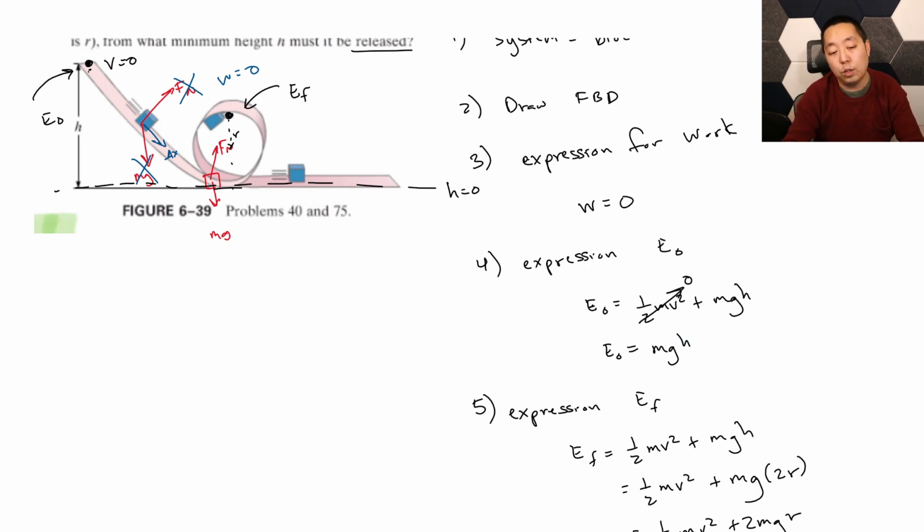Now, sometimes when the work is 0, we say it's conservation of energy. The final is going to equal the initial, so you could set these equal to each other. But I really just took our final energy minus our initial energy and set it equal to 0.